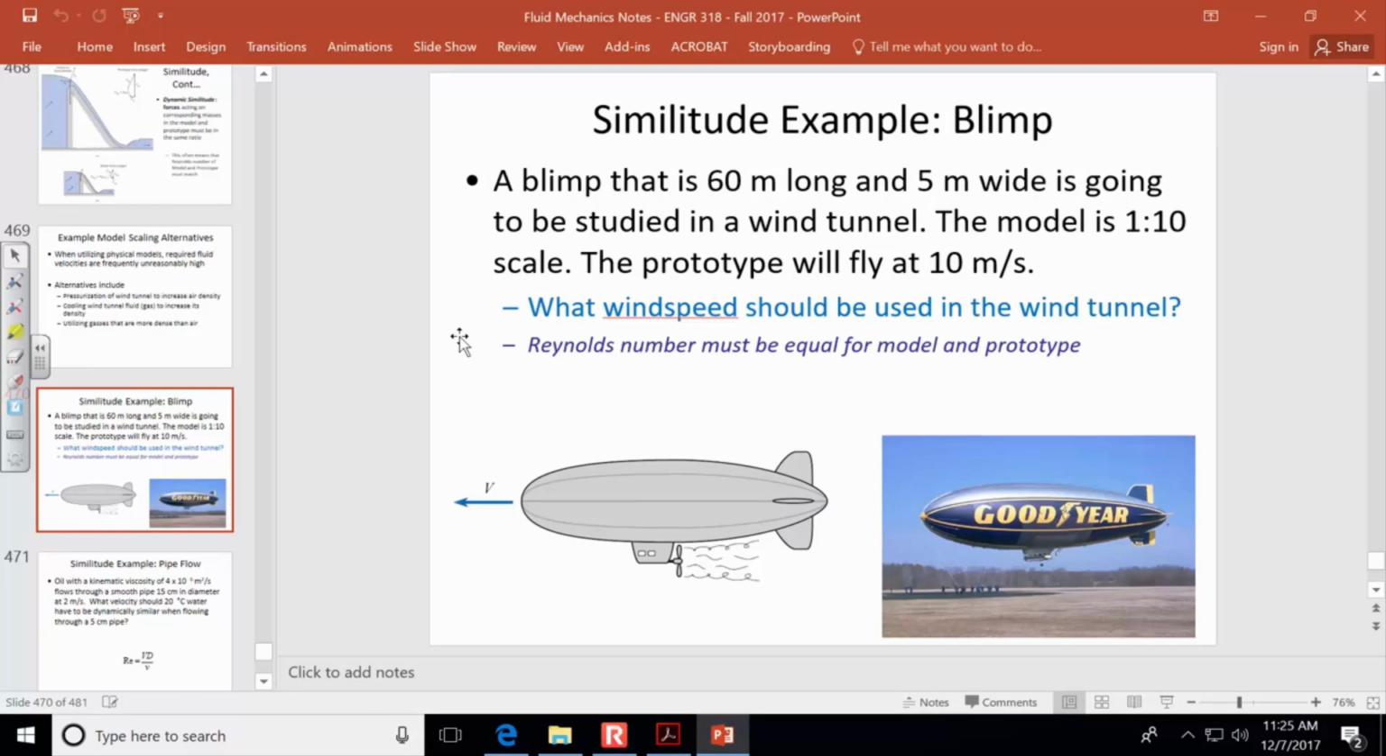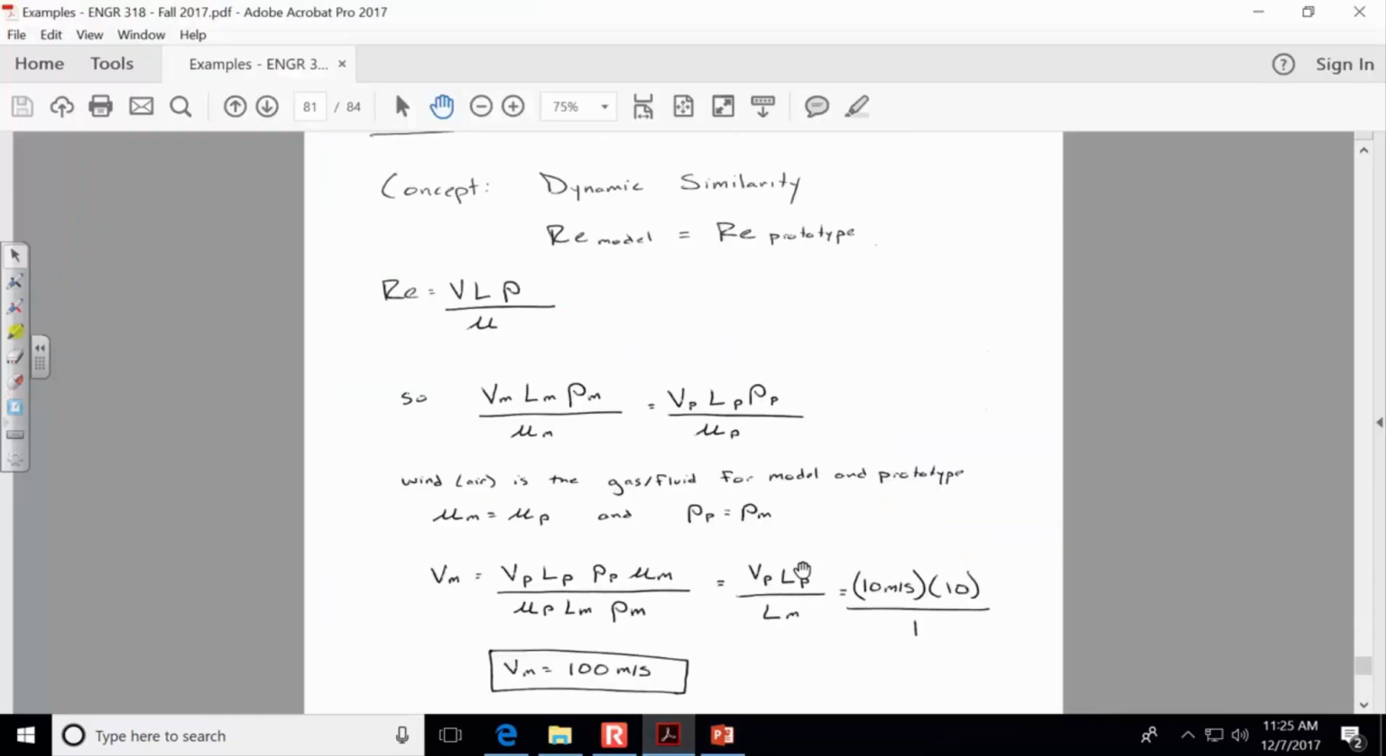All right, so since this is air in both cases, we can cancel out the kinematic viscosity parameter from the equation. If you don't cancel it out, it's both in the numerator and in the denominator. All right, so the size ratio is 10 to 1, so that means the length of the prototype is 10 for every 1 unit of length in the model. So that means that if the prototype is going to be flying through wind at 10 meters per second, then the model has to experience wind at 100 meters per second.